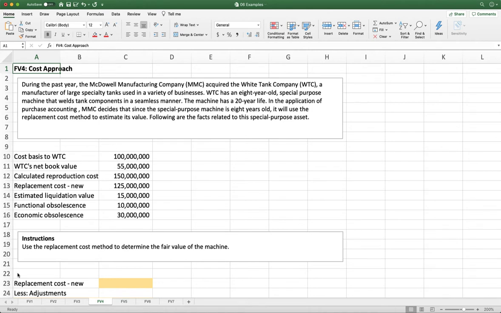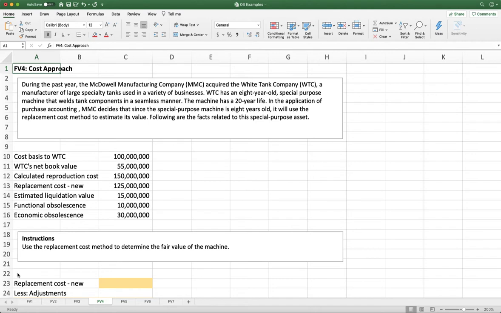Anyways, WTC has an 8-year-old special purpose machine that welds tank components in a seamless manner. The machine has a 20-year life. In the application of purchase accounting, which is what makes it so that we're using fair value on something we wouldn't otherwise use fair value on, MMC decides that since the special purpose machine is 8 years old, it will use the replacement cost method to estimate its value. Following are the facts related to the special purpose asset.